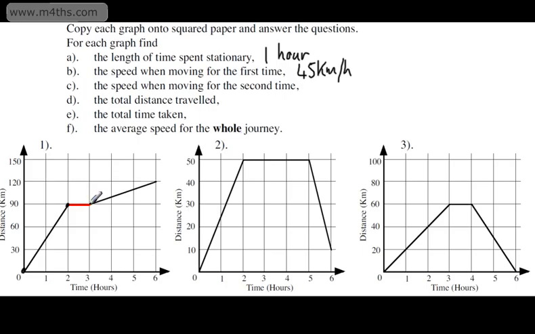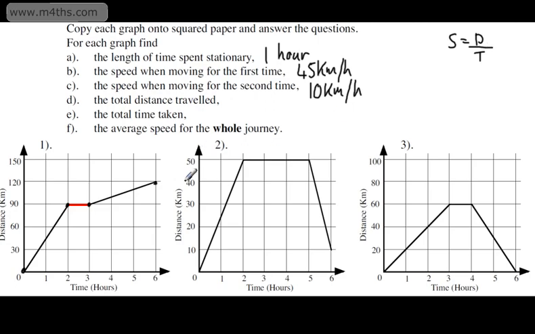If we look at this particular part, for part C, the speed when moving for the second time, we've increased now by 30 kilometres, and that is in 3 hours. So we can say 30 divided by 3 is going to give me 10 kilometres an hour. Just go back to the idea that the speed is the distance divided by time.